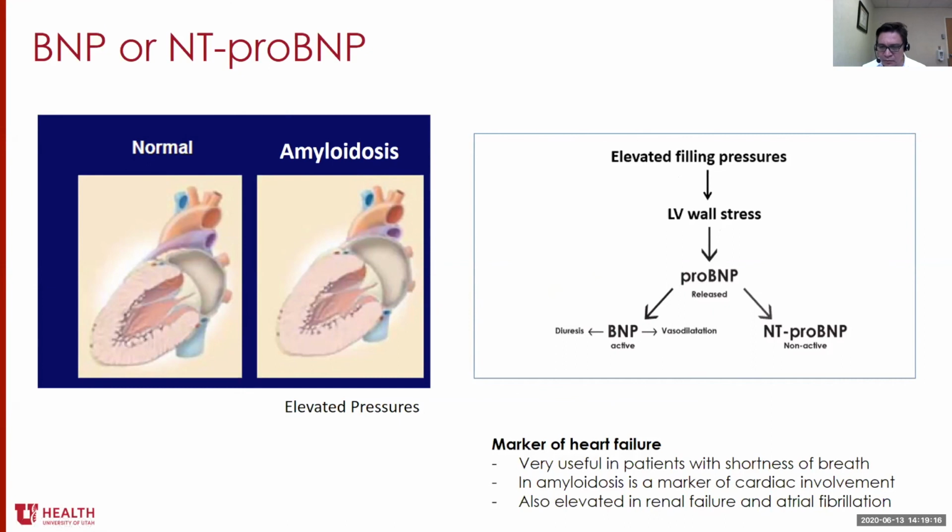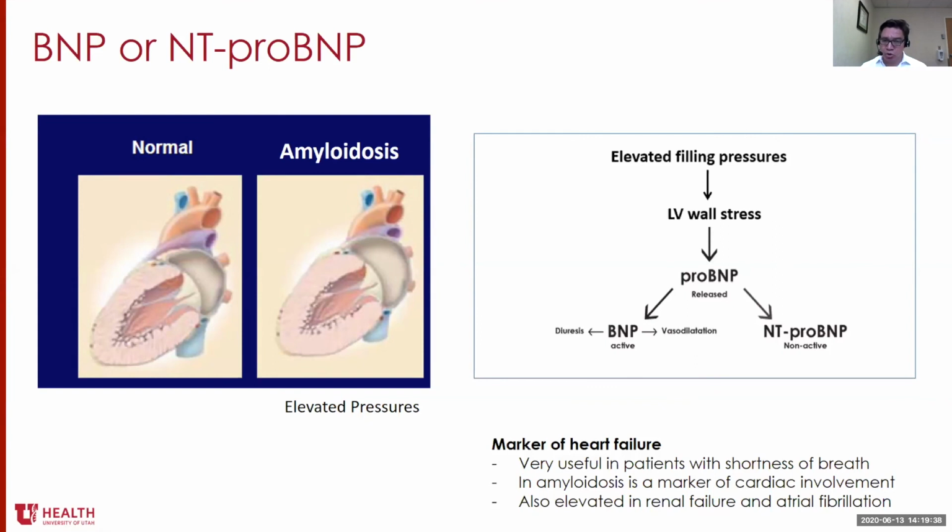And they are very useful in patients that present with shortness of breath. The most common way to use it is a patient comes with shortness of breath to the emergency department. We do a BNP or an NT-proBNP. And if it is normal, that means that this shortness of breath is not from the heart. It probably is going to be from the lungs, from asthma, COPD, or something.